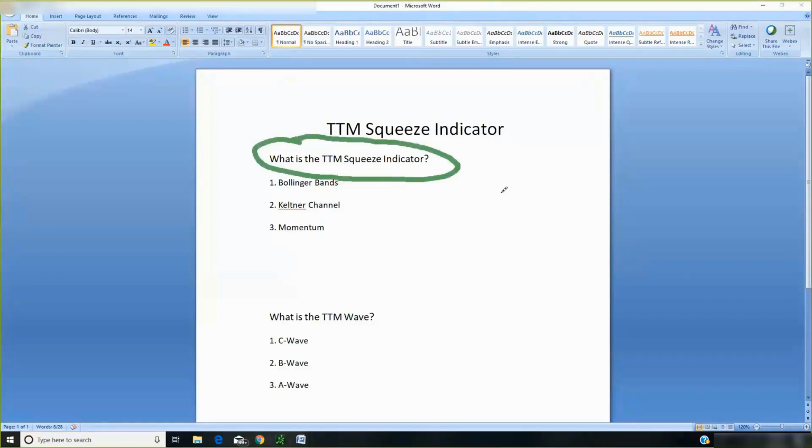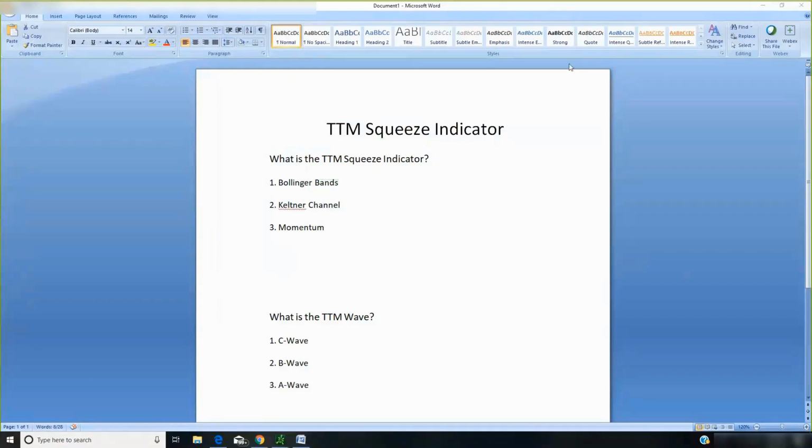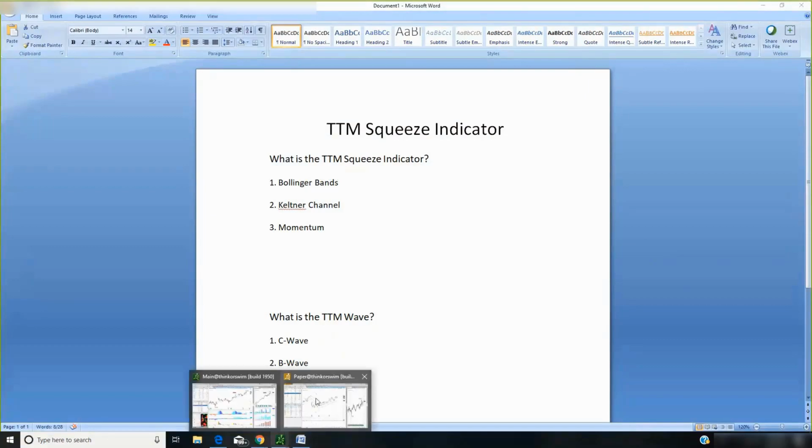The Bollinger Bands contract inside the Keltner channels, right? It's measuring the volatility of the market. That's the quiet time. And then when that 12-period momentum moving average crosses the zero, that's whenever the Bollinger Bands come outside the Keltner channels, creating the squeeze. Again, don't need to worry about this. We got one indicator, and we're going to go put that indicator on our charts right now.